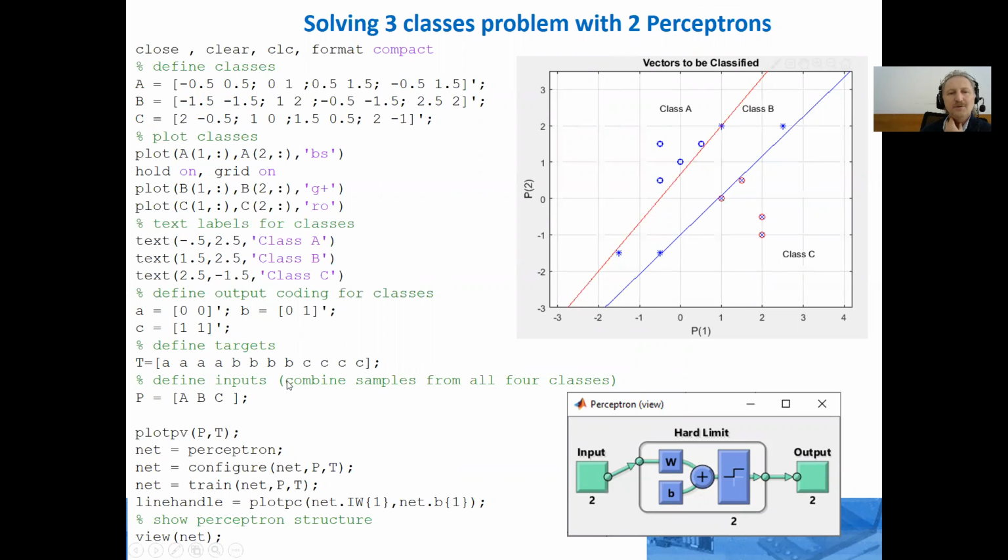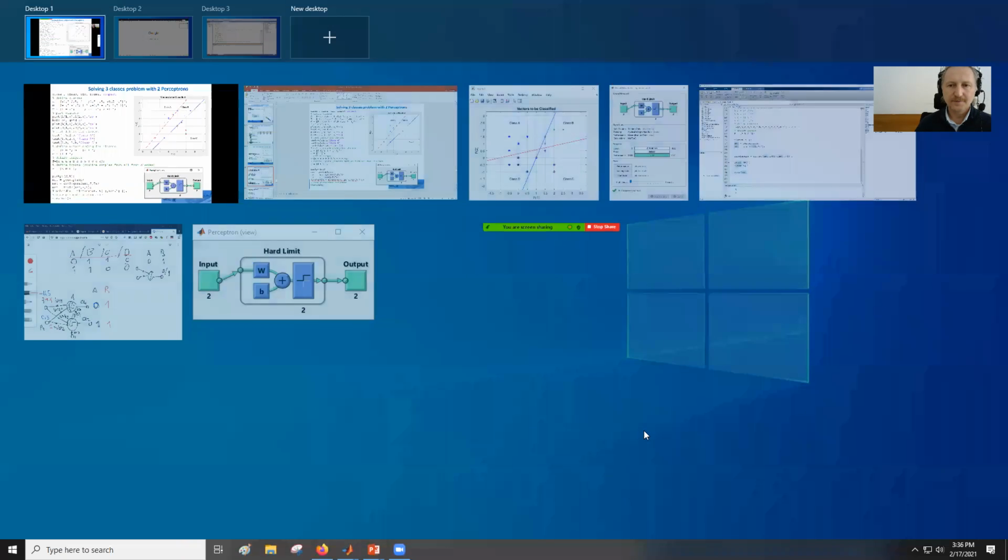If you look, how many inputs do we have? 1 and 2 in every input. For A class, we have 2 inputs. For B also, for C also, 2 inputs. How many outputs do we need? For how many classes do we have? A, B, C classes. So A, B, C classes cannot be classified by a single neuron, because one single neuron can classify only 2 classes. Yes, you need to use 2 neurons again.